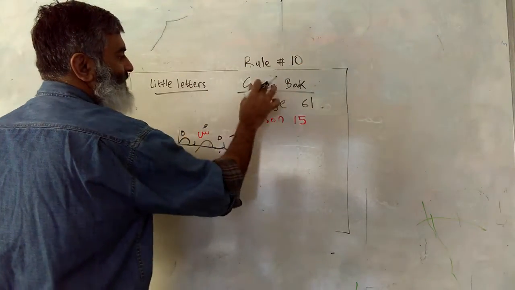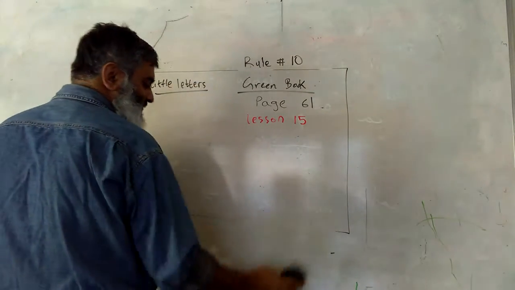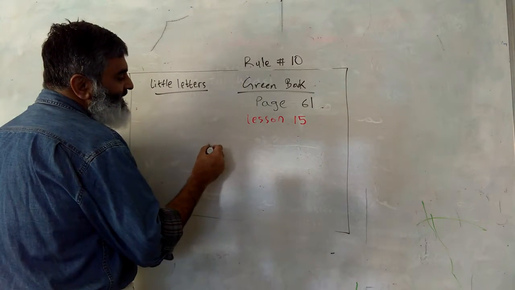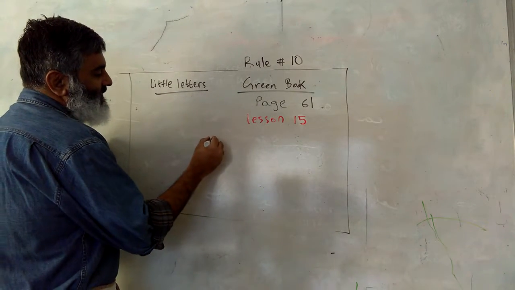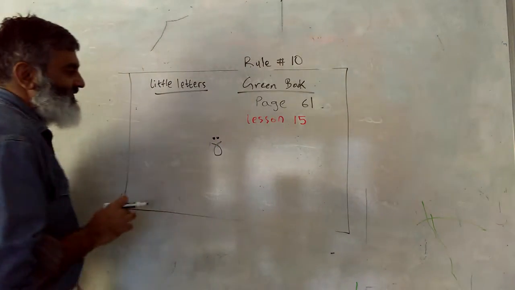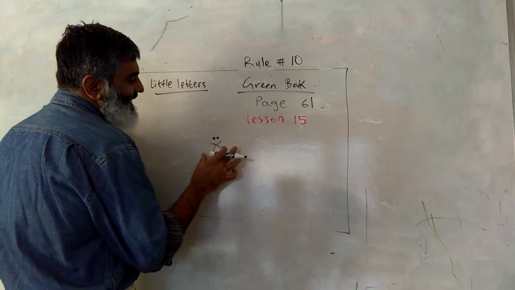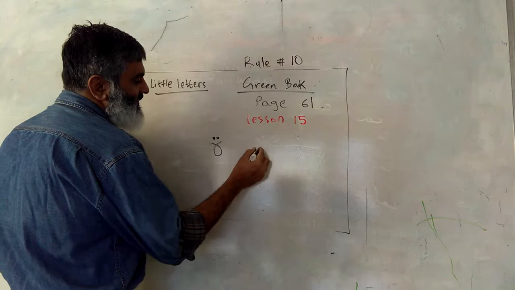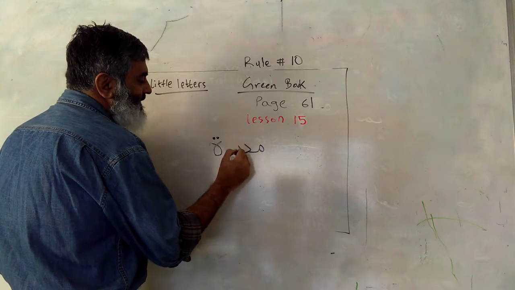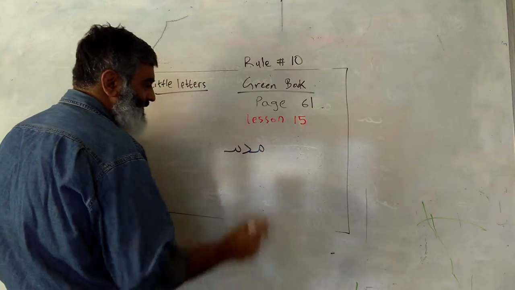It is on page 61 of your green book, and it's a very simple rule, but it takes some practice. The Ta Marbuta is your letter Ha, which you learned from Arabic 1, but with 2 dots. And 2 dots are there for a specific reason. And the rule is that when you're reading Quran and you come across a word which has Ta Marbuta at the end, I will use the end form here.